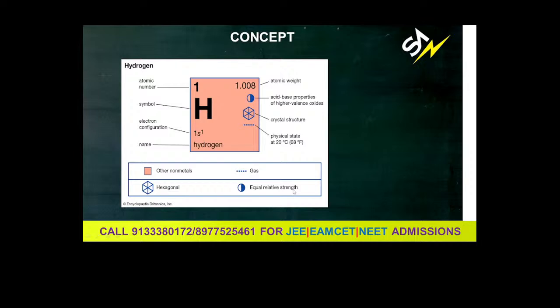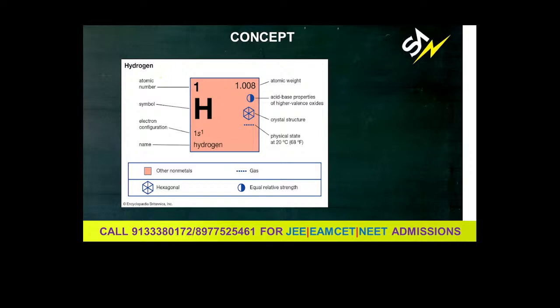So first, the hydrogen. This is the symbol of hydrogen. Hydrogen atomic number is 1. So what is the electronic configuration of hydrogen? Hydrogen electronic configuration is 1s1. It has only one orbital. Mass number also 1.